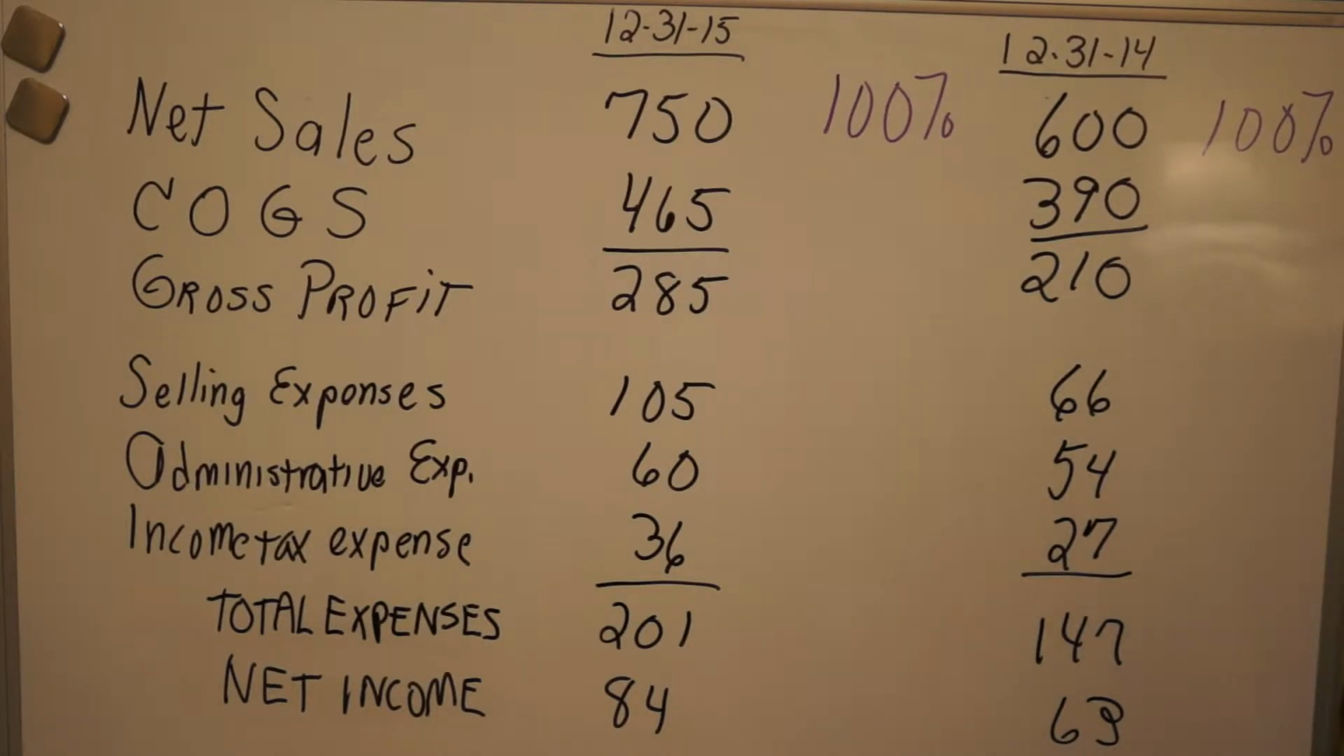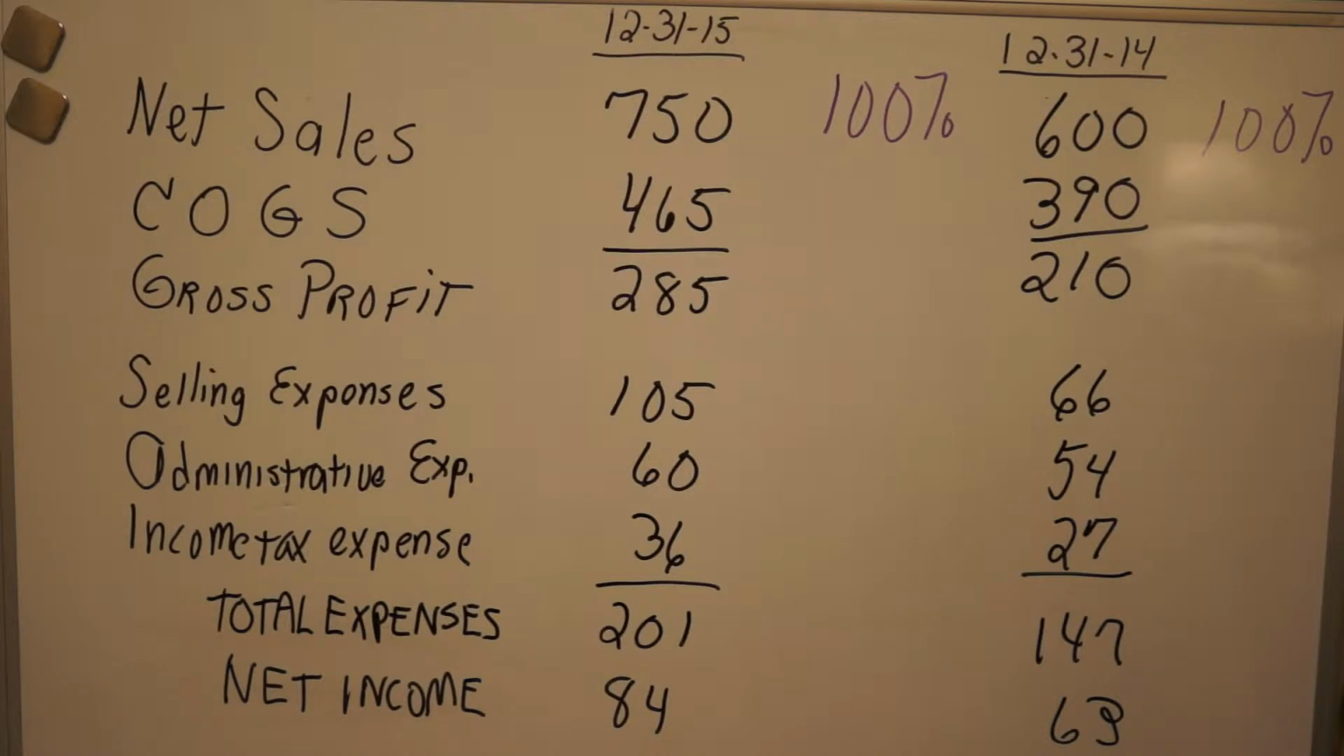If you had a problem where you had gross sales, less sales returns and allowances, less sales discounts, and then you got down to net sales, it would still be net sales that was 100%, and your gross sales would be maybe 103% or something like that. So net sales. Then we simply divide every other number by that number.